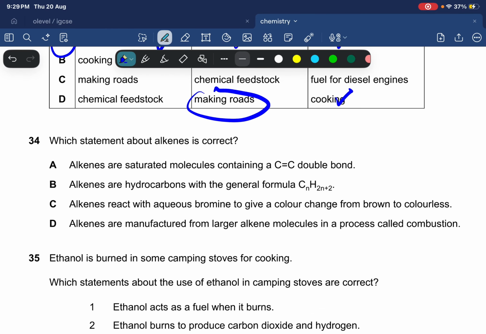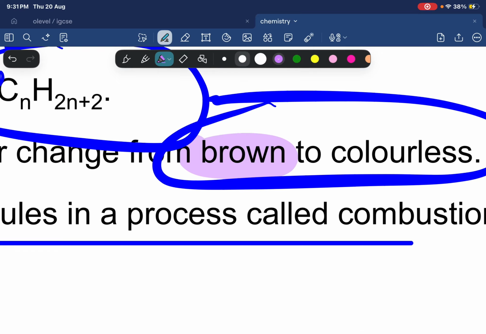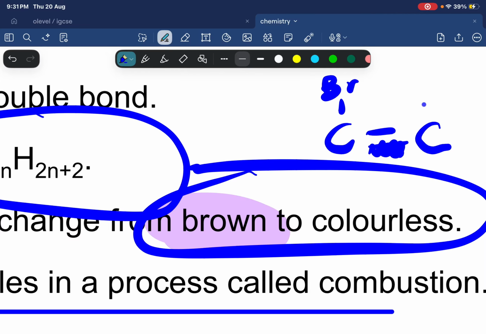Which statement about alkenes is correct? Alkenes are saturated? No, they're unsaturated. Alkenes are hydrocarbons with the general formula... no, that's the general formula for the alkenes. So it's that alkenes are gonna be brown when you add bromine to it. What it's gonna do is that this carbon double bond in the alkene, it's gonna break it. One bromine is gonna attach to this carbon and the other bromine is gonna attach to this carbon.